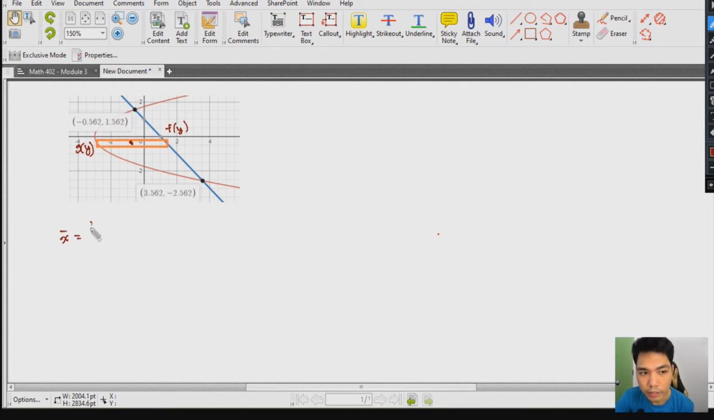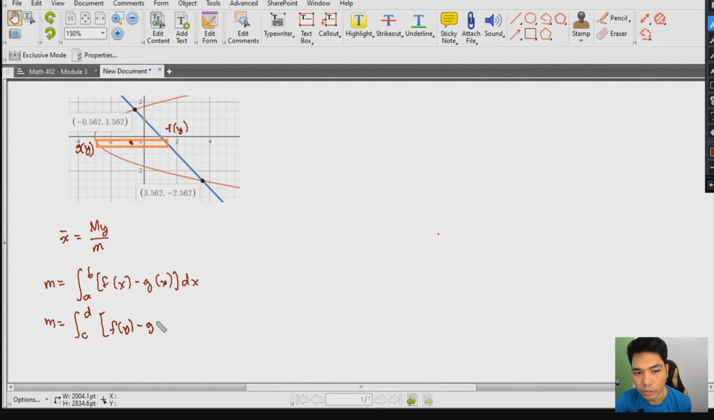That's just simply m sub y over m, which is the mass of the lamina. And remember, your m can be interpreted as a to b and then f of x minus g of x. It simply is the area of that particular region that you're concerned with. So since hindi naman tayo f of x and g of x, so therefore yung m natin would be something like c to d, and then this would be f of y minus g of y dy. So that's for the mass.